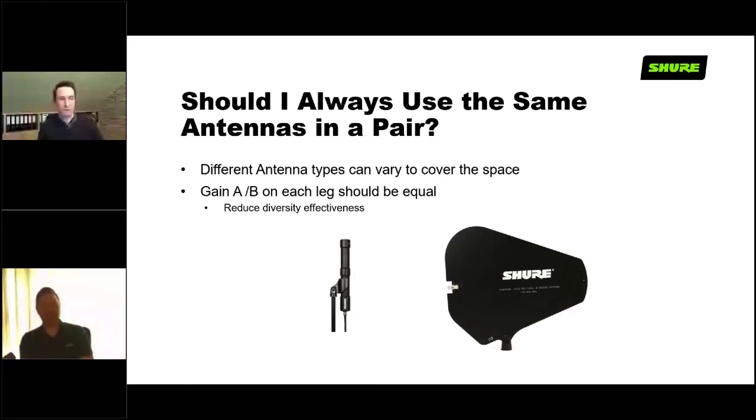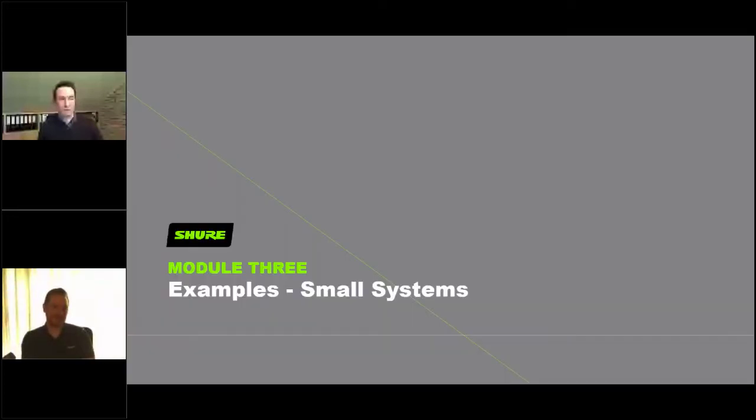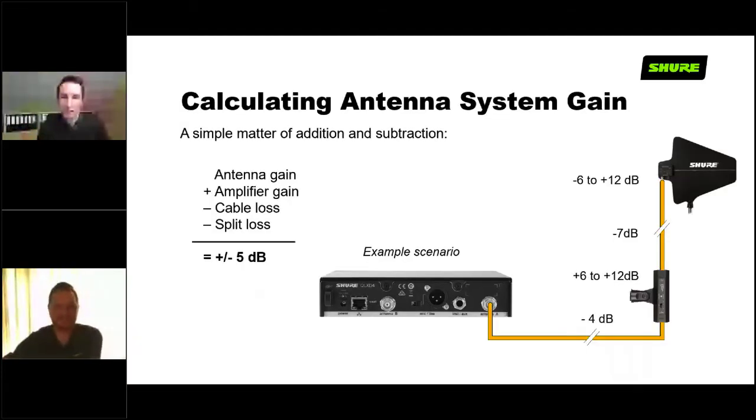Kristof, I think you're going to talk to us about how to set up a small system and dive a little bit deeper into what I just spoke about. Yeah, exactly. Thank you, Jason. So we've already talked about more gain is not better. We've talked about it's important that you match your antennas and that you've got similar power levels at your A input and your B input. So I just wanted to show you this chart that explains a bit how you go about doing that calculation.